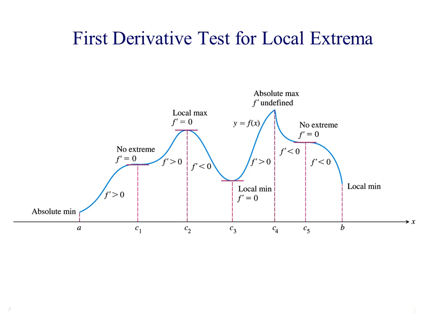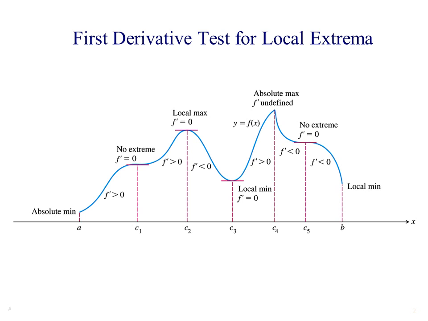For critical point 1, if you look at the region both to the left and to the right, you will notice that the derivative is positive. For critical point 5, to the left and to the right, the derivative is negative. Because there is no sign change, these two critical points, 1 and 5, are not extrema.